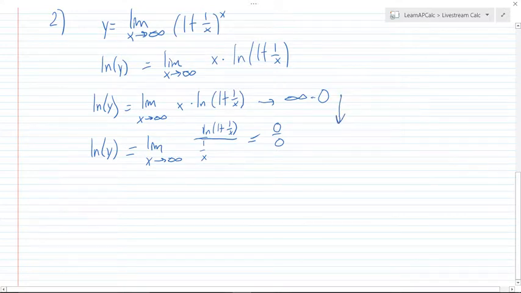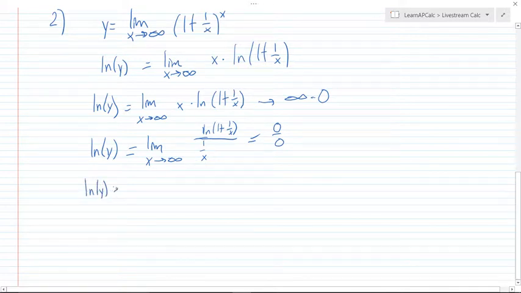So again, jumping from here to here, keeping in mind that 4 is equal to 1 over 1 over 4, that's how I'm writing this x as 1 over 1 over x, and that's turning infinity times 0 into 0 over 0. So now I can do L'Hopital's rule.